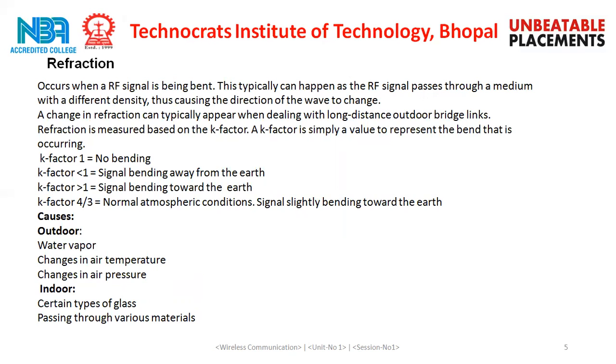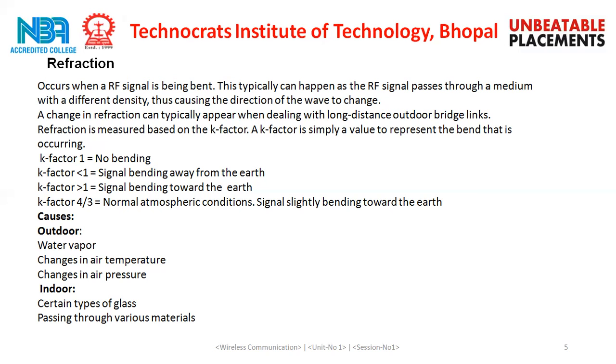Refraction is measured based on the K factor, and a K factor is simply a value to represent the bending that is occurring. In most cases, when the K factor is 1, it means there is no bending of the signal, or we can say the signal is less propagated, or it has more line of sight communication. When the K factor is less than 1, the signal bends away from the earth. When the K factor is greater than 1, the signal bends towards the earth. And when the K factor has the ratio of 4 by 3, in normal atmospheric conditions, the signal slightly bends towards the earth.